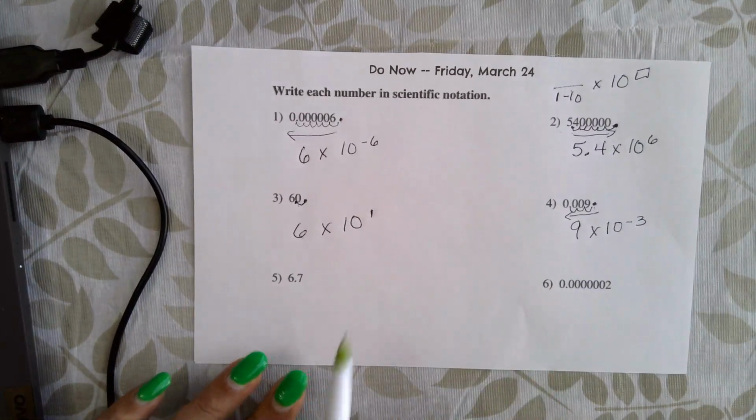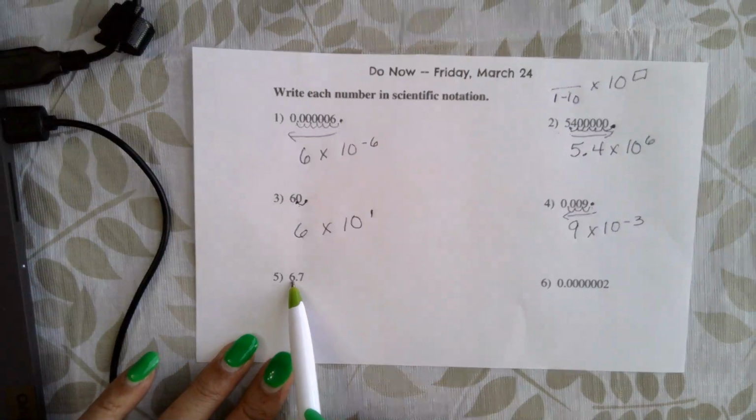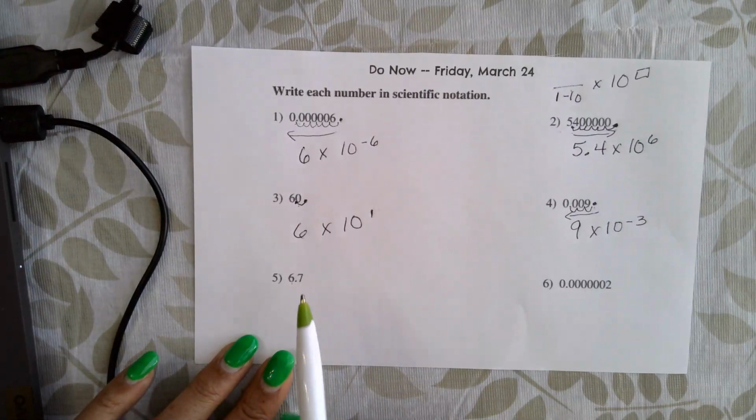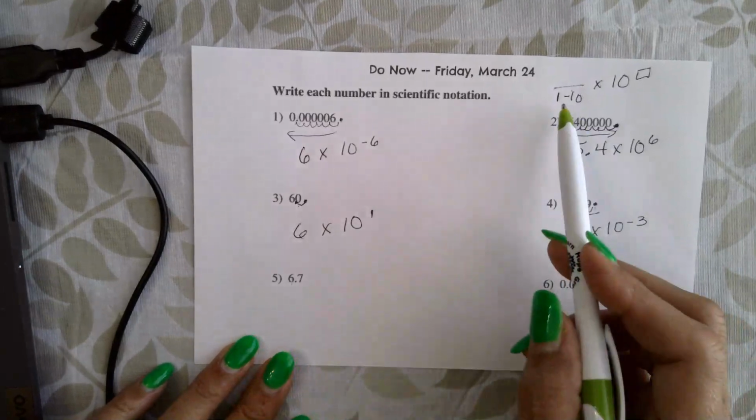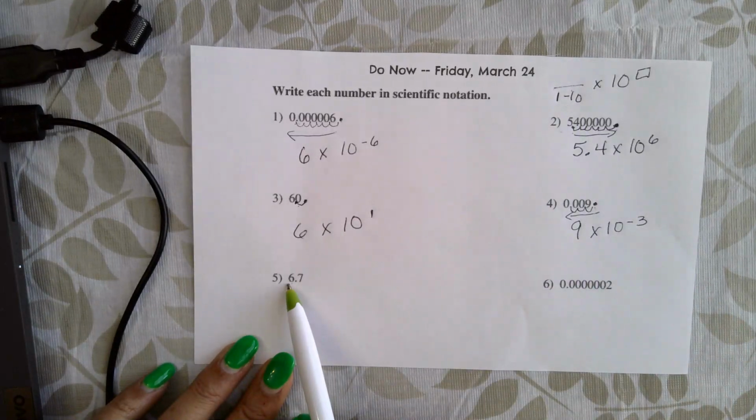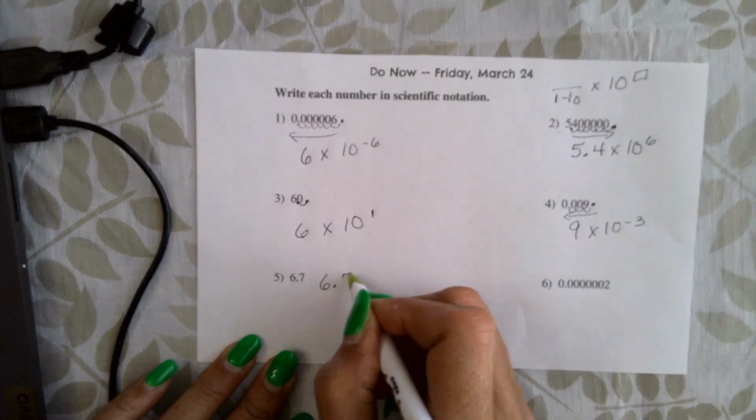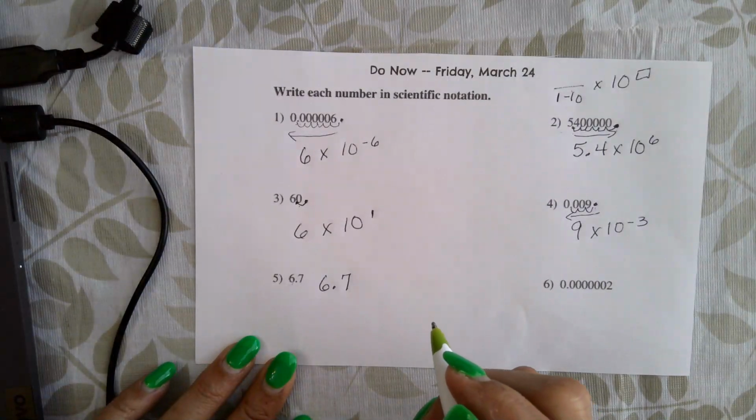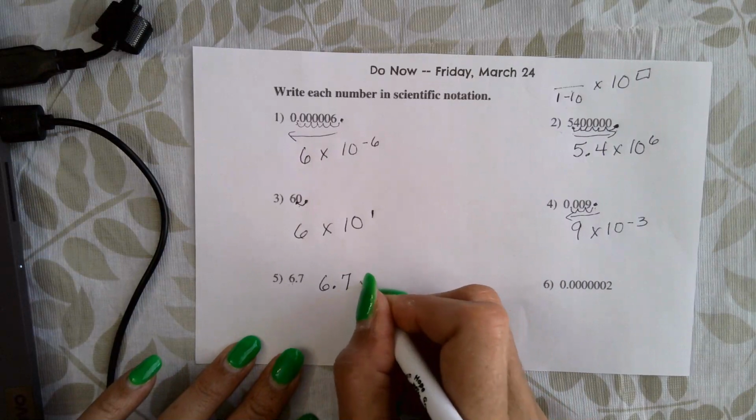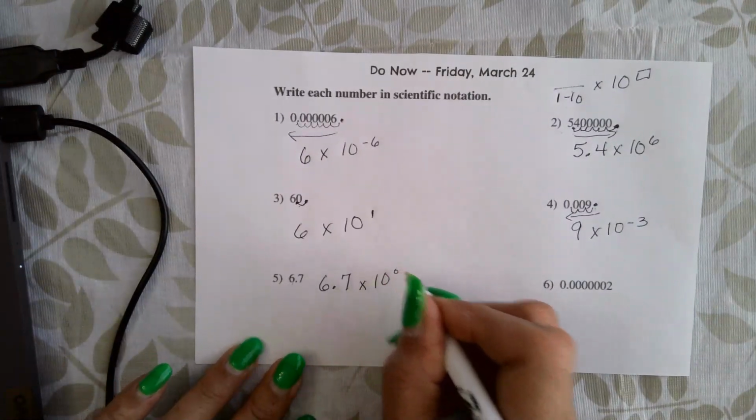All right, this last one. 6 and 7/10. My number needs to be between 1 and 10. Is this between 1 and 10? Yes, it is. So that's going to be my leading coefficient. Did I move it anywhere? No. So in that case, it's going to be 10 to the 0 power.